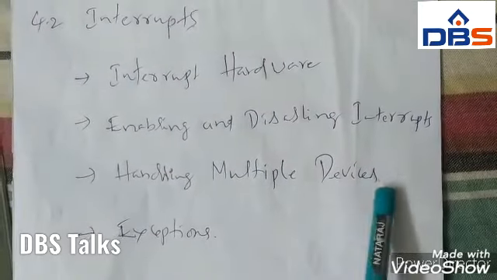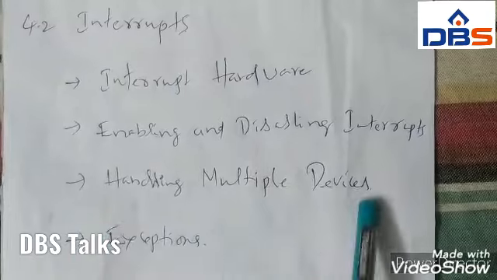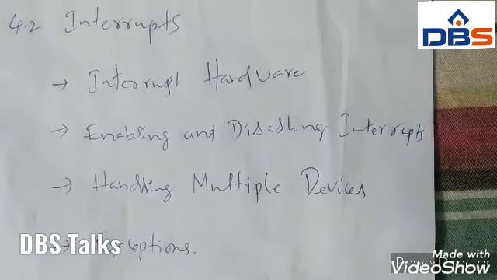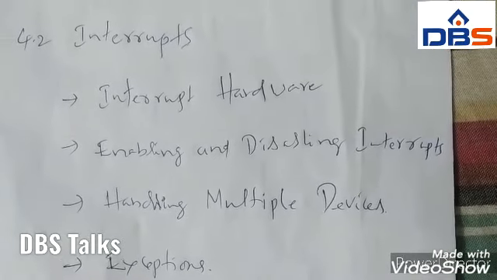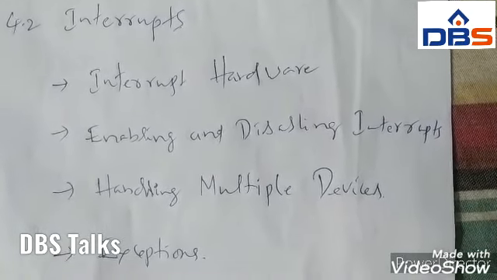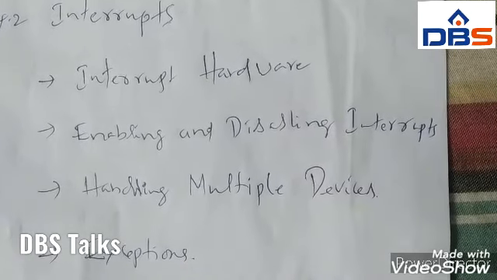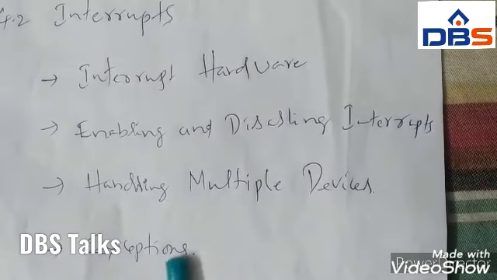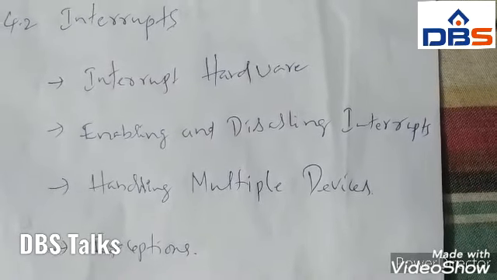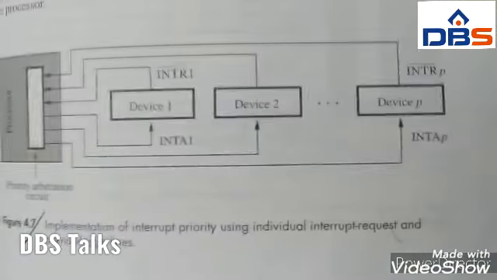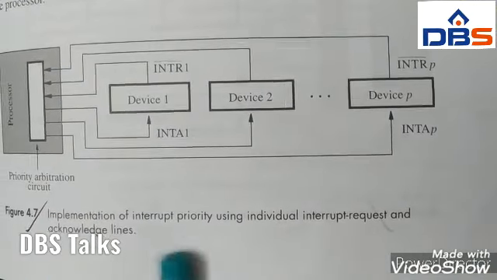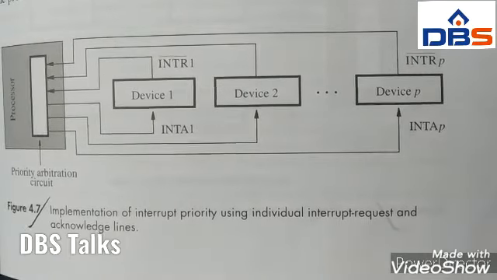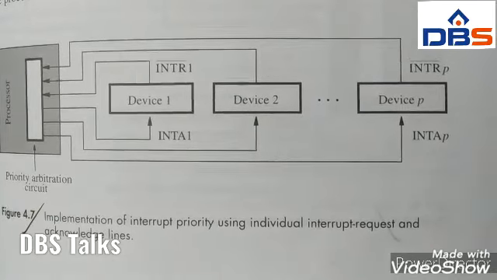Now the third subtopic is handling multiple devices. Here, every device has its own priority. Those priorities are used to activate and deactivate the I/O devices. The following diagram shows the implementation of interrupt priority using individual interrupt request and acknowledge lines.